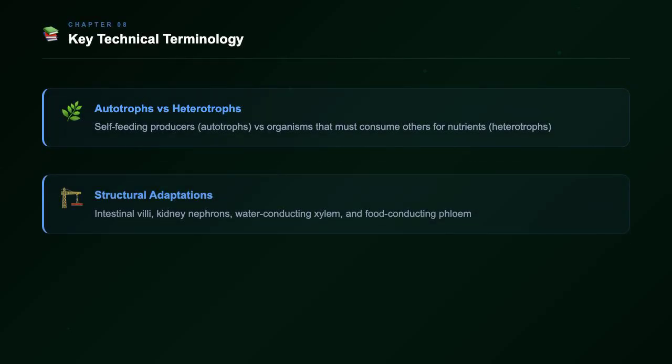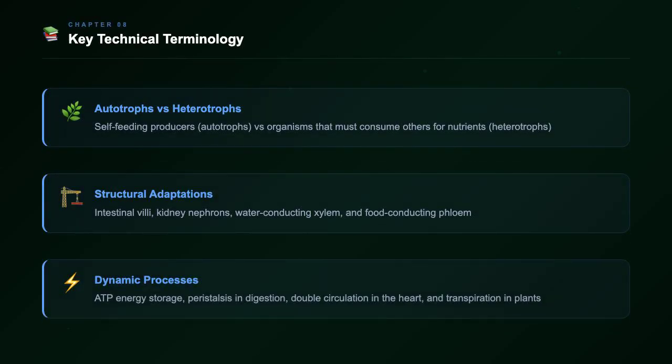This glossary defines the foundational concepts of biology by distinguishing between self-feeding autotrophs and consumer heterotrophs. It highlights structural adaptations like intestinal villi and kidney nephrons alongside transport tissues such as water-conducting xylem and food-conducting phloem. Additionally, it clarifies dynamic processes like energy storage via ATP, muscular peristalsis in digestion, double circulation in the heart, and water loss through plant transpiration.